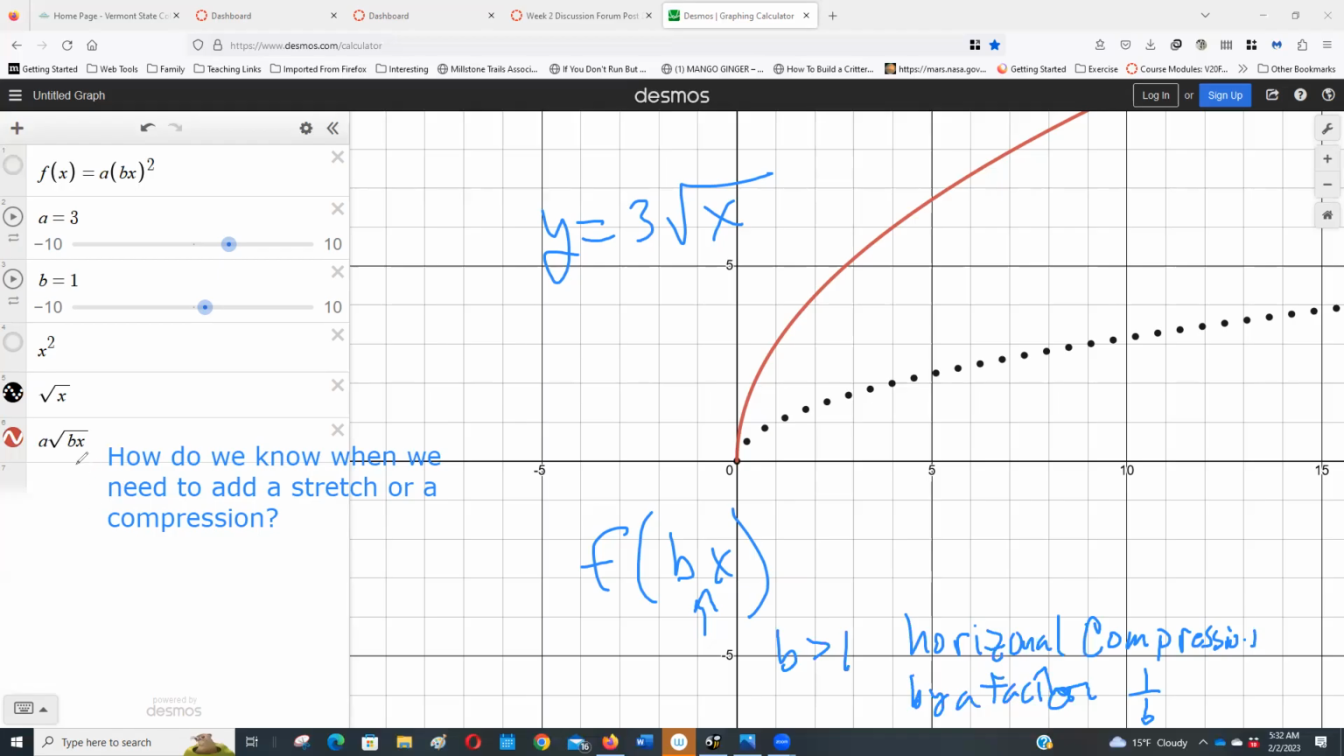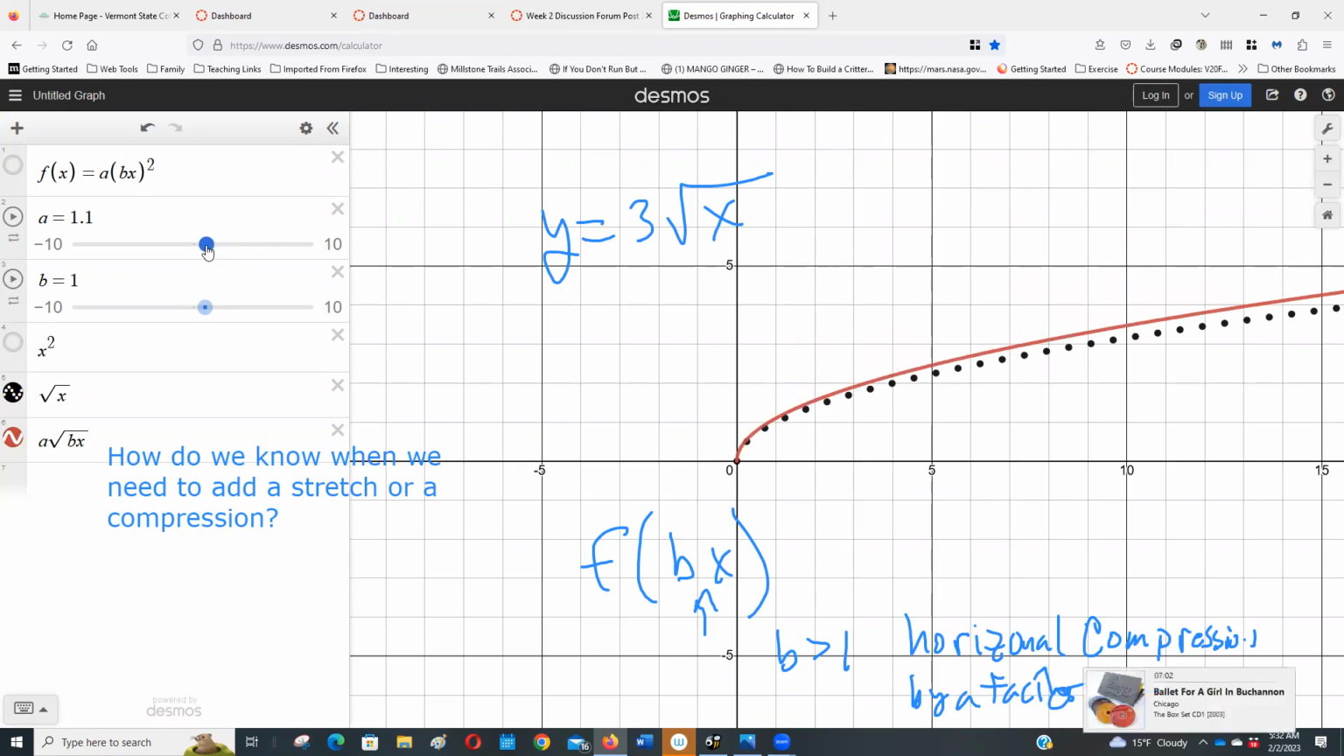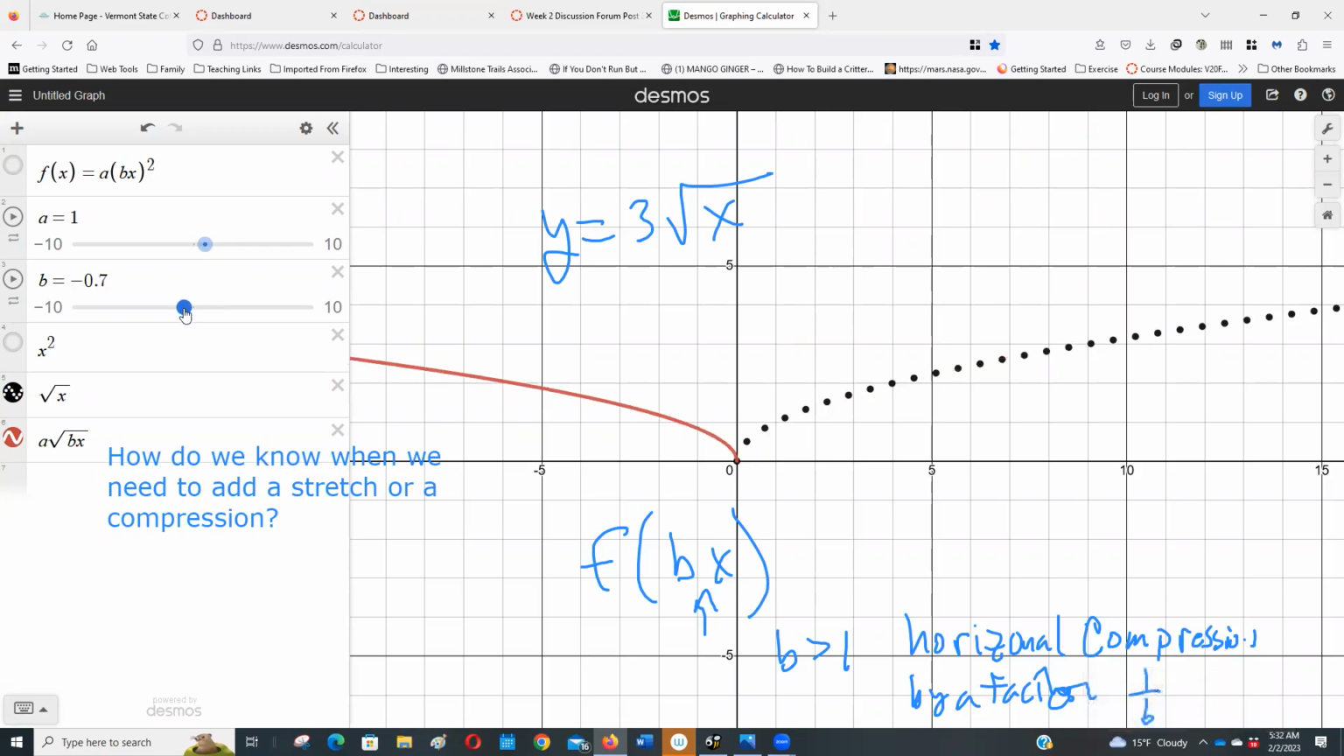So if b is bigger than 1, let's do this. Let's make a be 1/2. Or let's make b be something here. Let's change a to 1. And then b, let's make b be 1/2. And I don't want negative.